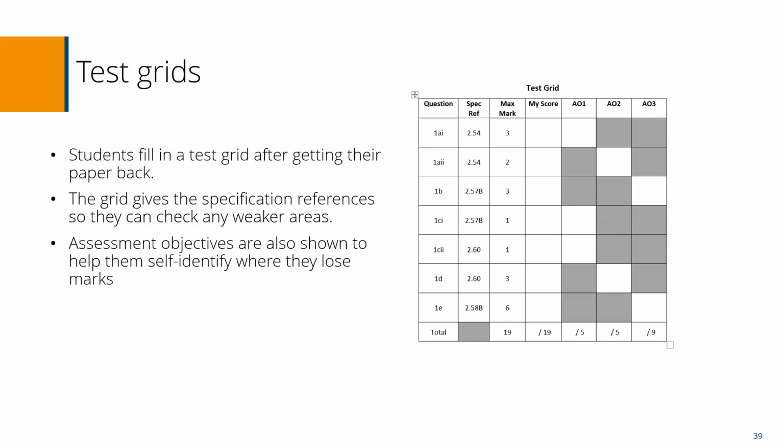Now, is there a pattern? Did you get more of AO1 wrong or right? Did you get more of AO2 wrong or right? Did you get more of AO3 wrong or right? So that might help them to say, well, I'm getting the knowledge, I'm getting AO1 questions right, but I'm not applying them. It's AO2s that I'm struggling with. Or I didn't think this practical was that important, so it's the AO3 marks that I've drifted out.